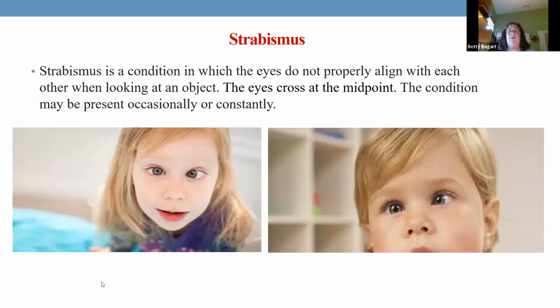Strabismus is when your eyes just don't go together. You have an eye and an eye, and they sort of cross midpoint, which is what we call strabismus.